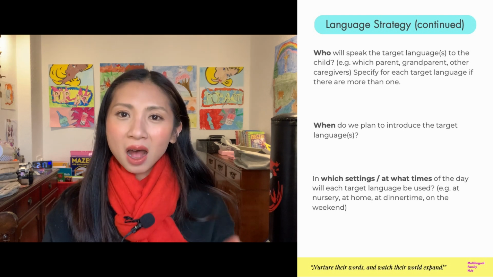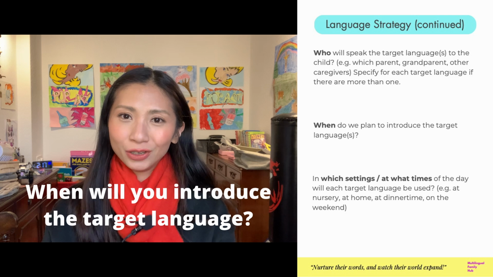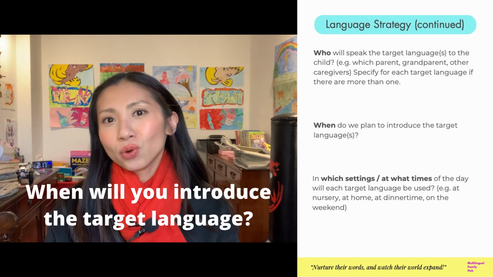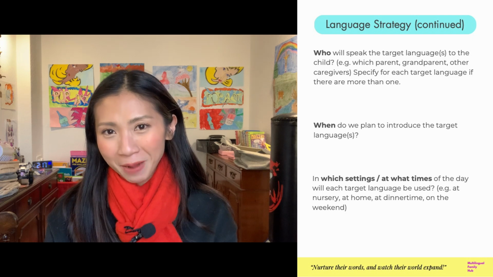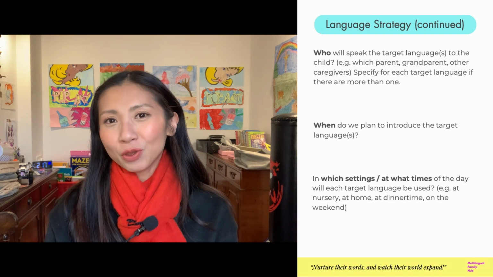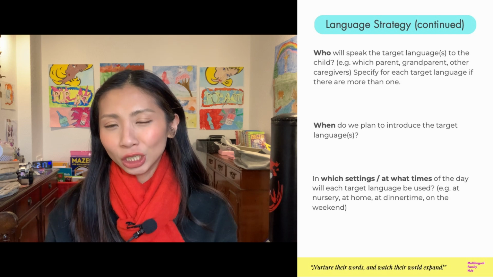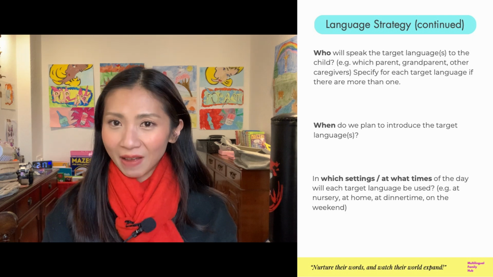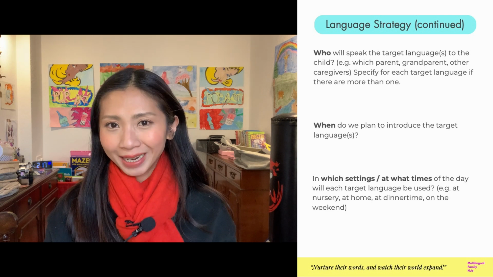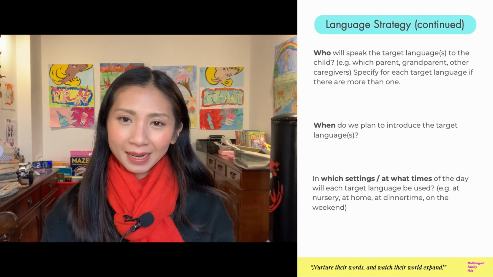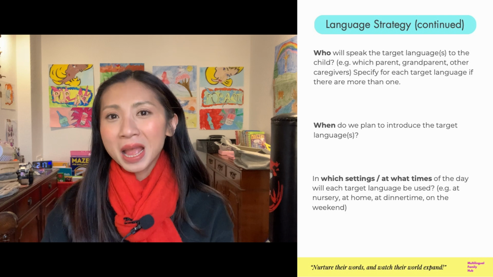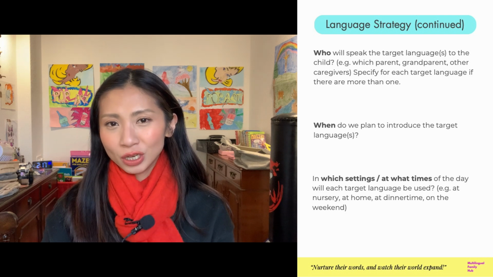Next up, ask yourself, when do you plan to introduce the target language or languages? For example, if you're still pregnant right now or you're planning to raise your newborn baby to be bilingual or trilingual, you might write down that you plan to introduce the target languages from birth. Let's look at another example. If you are a Chinese family where both parents speak Chinese and you are raising your baby in England, the UK, you might decide to introduce Chinese from birth, but wait until kindergarten to introduce English.